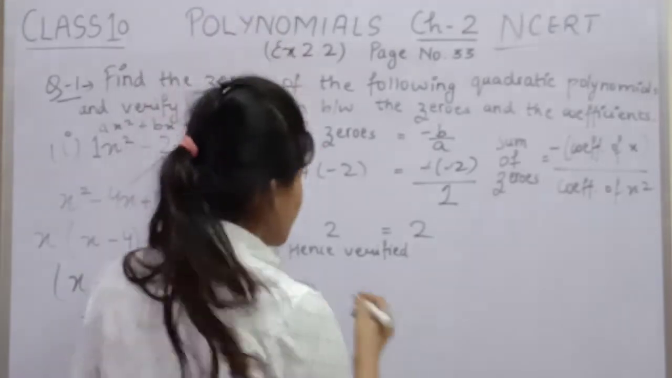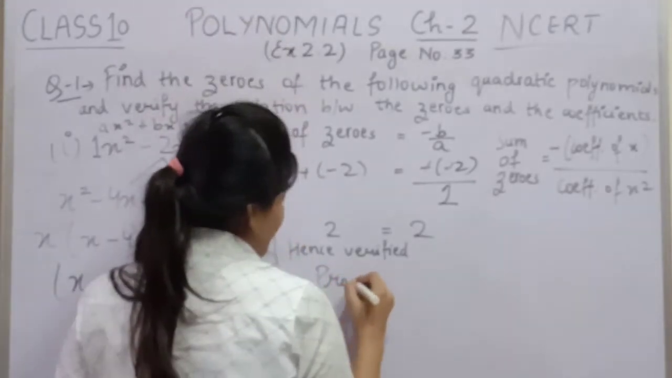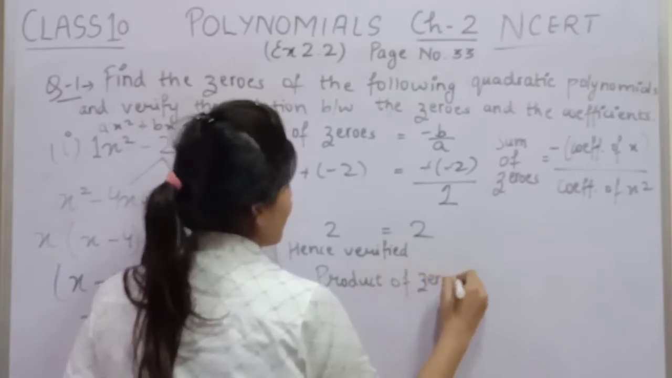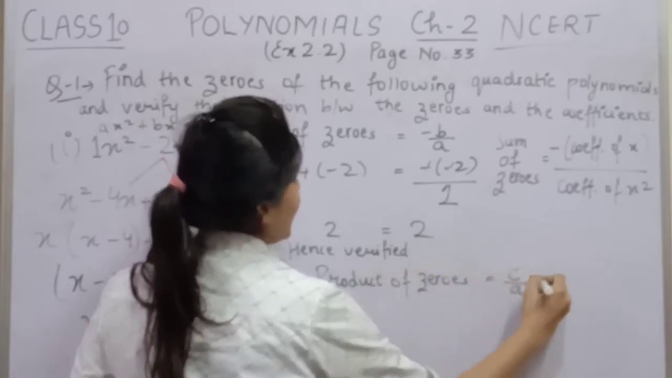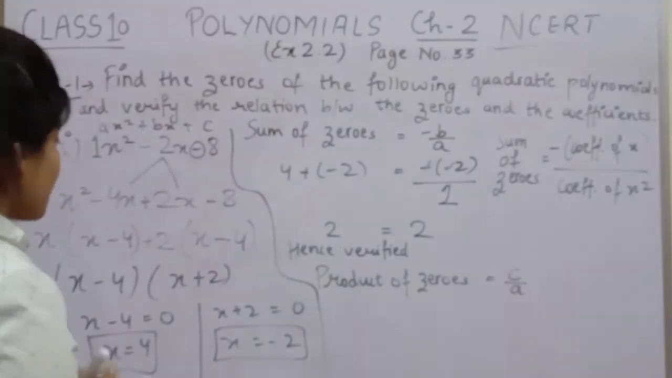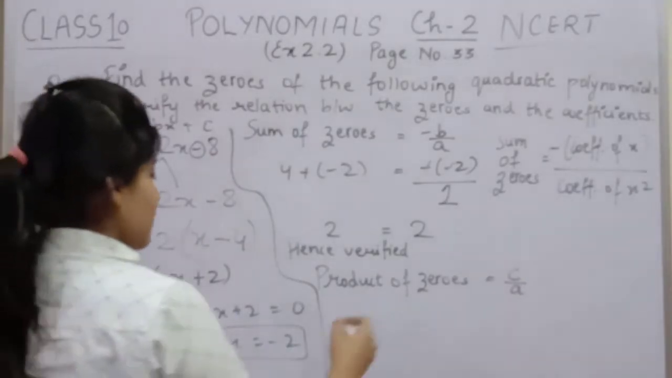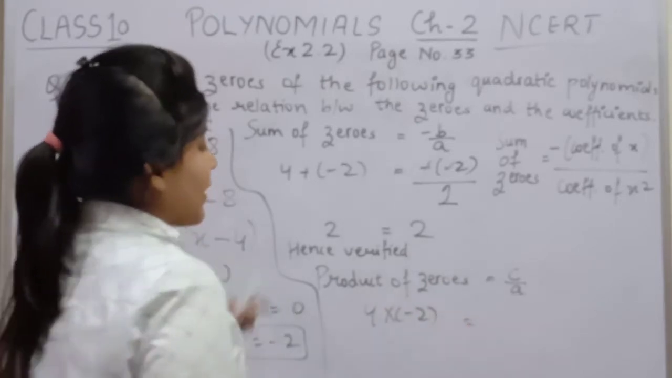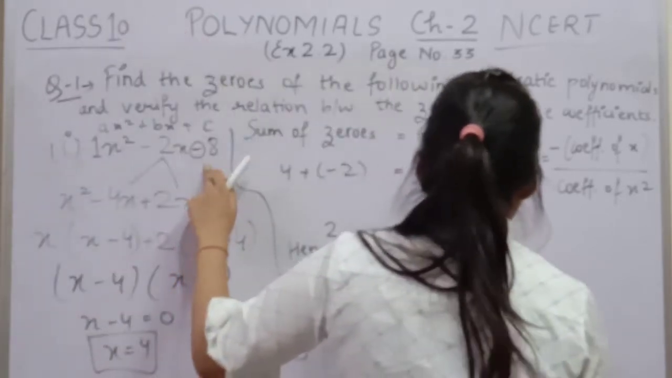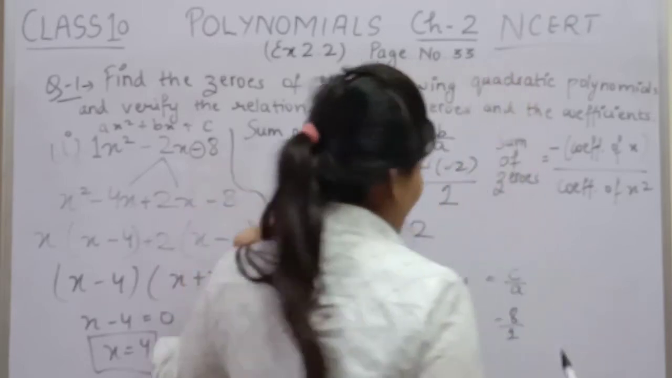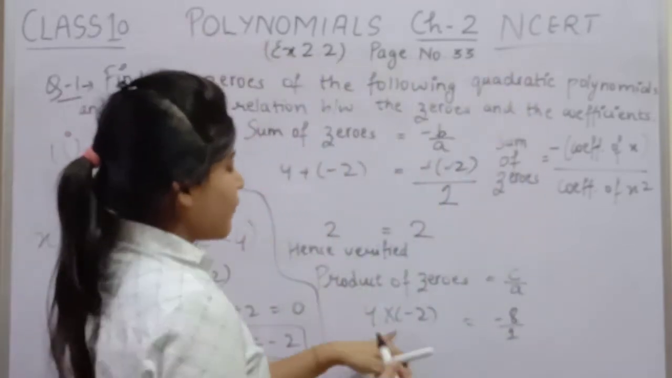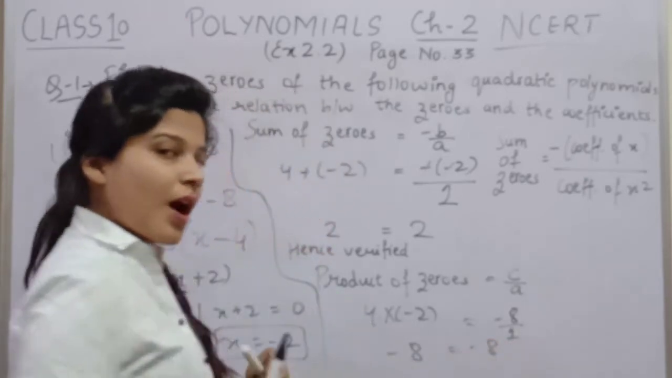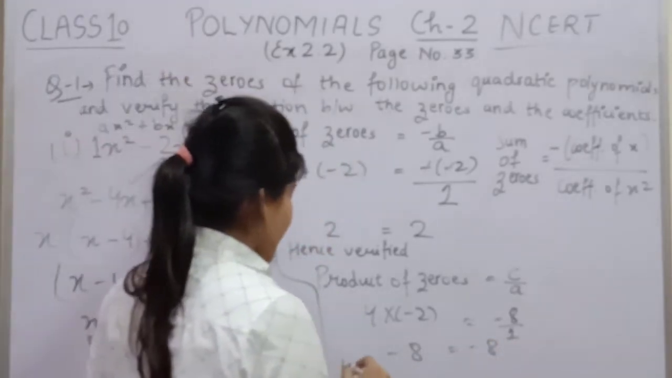अभी product of zeros और verify करना है. So product of zeros equals to c upon a. Right, so product of zeros वैसे करेंगे अगर हम, so 4 into minus 2 equals to, अब c क्या है, c is minus 8 and a is 1. ठीक है, so अब ये 4 into minus 2 is also minus 8. So minus 8 equals to minus 8, hence verified.